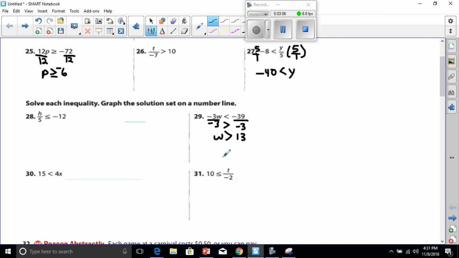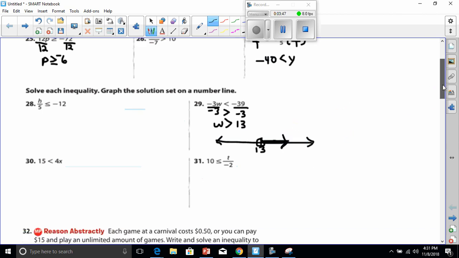And to put it on my number line, I realize that if I have a number line, I'm going to put 13 on it. And then I have to realize w is bigger than 13. So my line's going to go in that direction. And I know that I've got no line underneath there saying that it includes 13. So that means all this going on this side of my inequality, that side gets shaded in.